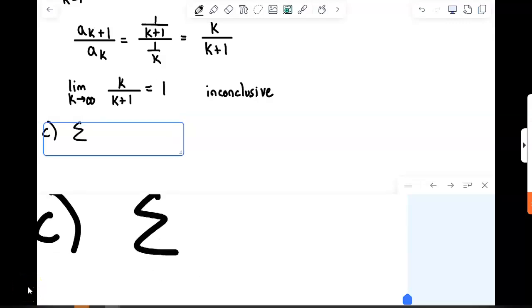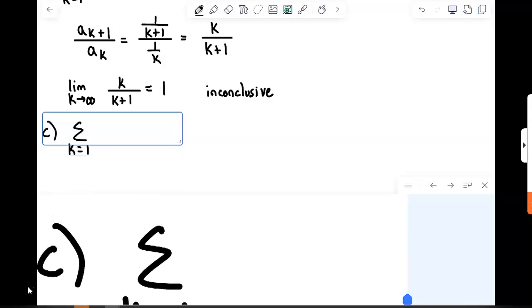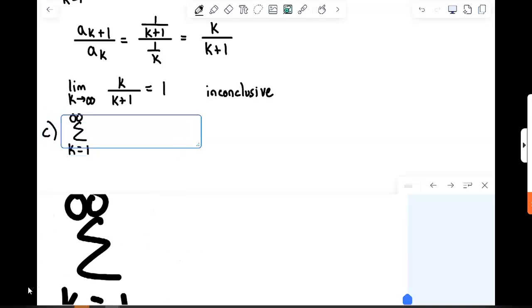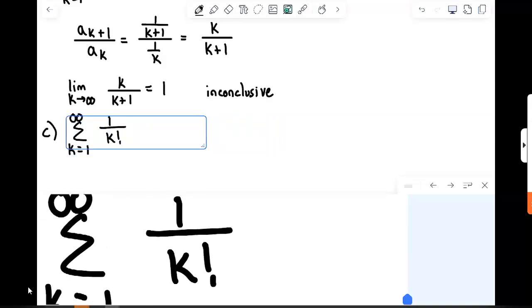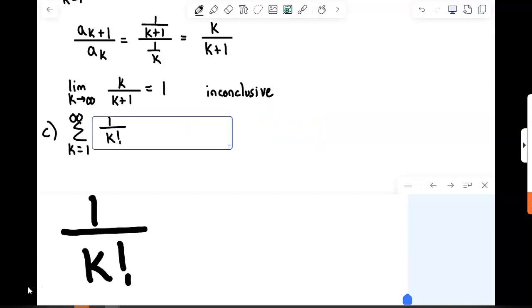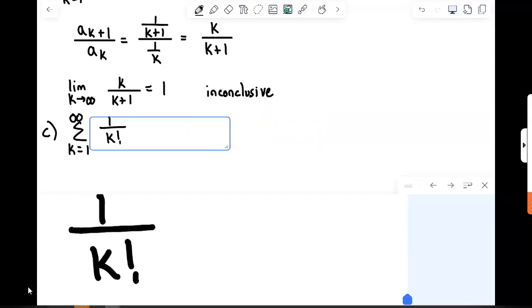Okay, so let's consider the series as k goes from 1 to infinity of 1 over k factorial. Okay. Turns out the ratio test is really good for working with expressions where you're dealing with a factorial. Turns out it's really, really good for working with factorials because of some of the factorial arithmetic.